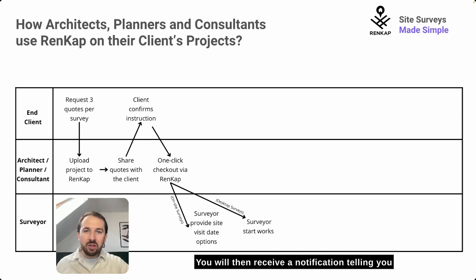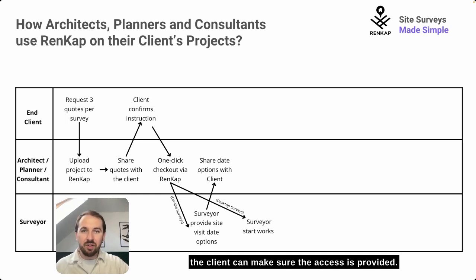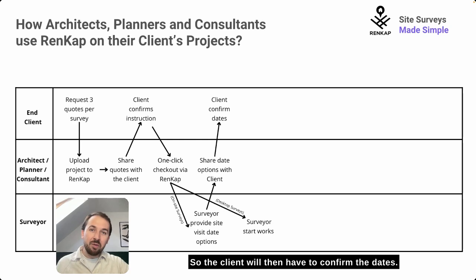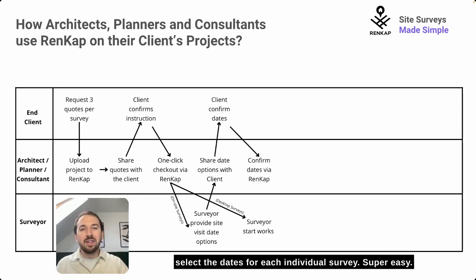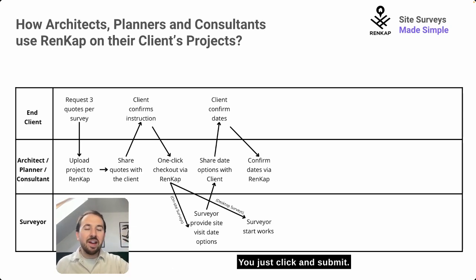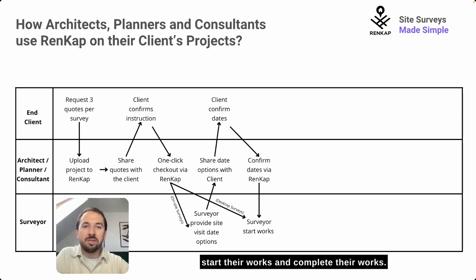You will then receive a notification telling you the options that the surveyor has proposed of when they can go to site. Those details, you can then share them with your client so that the client can make sure the access is provided. So the client will then have to confirm the dates. Once the client confirms the dates, you can log back into the RenKap platform and just select the dates for each individual survey. Super easy. You just click and submit. As soon as that's done, then that surveyor for the on-site surveys can start their works and complete their works.